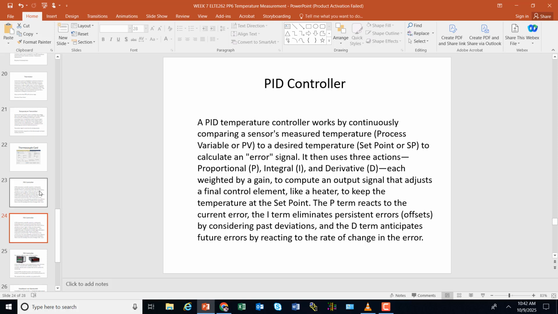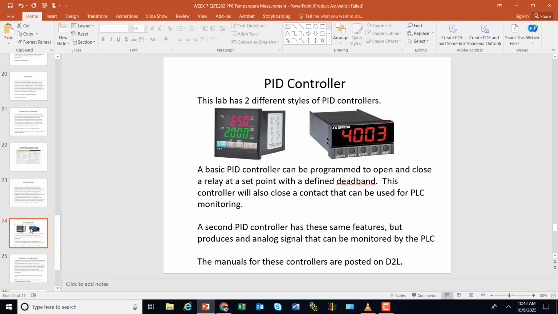I got two of these slides. The PID controller, we have two different styles. We're going to start with this basic one here. We're just going to set this up with a thermocouple so that you can see what goes on. I think you're going to set it to like 0 to 15 degrees, and we're going to put it in some warm water and some cold water.